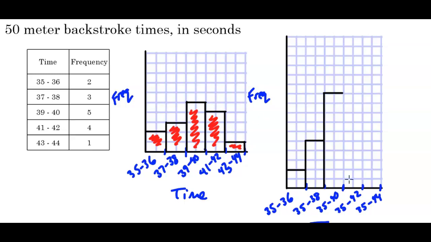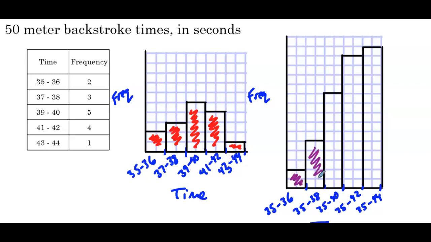Adding that next bar of 4 takes us up to 14. 11, 12, 13, 14. And then the last bar is 1, so it takes us all the way up to 15. So there we have our cumulative frequency histogram. I'll shade this one with purple. And again, notice, in a cumulative frequency histogram, our bar should always be going up or staying the same.